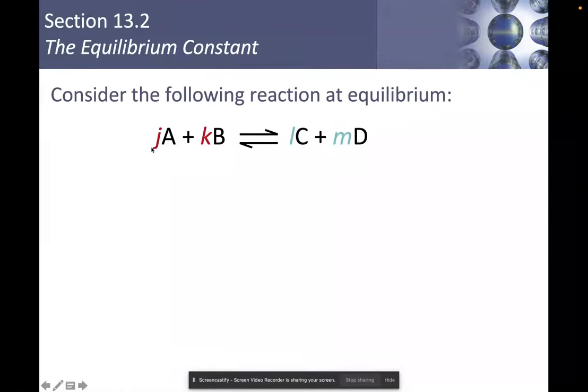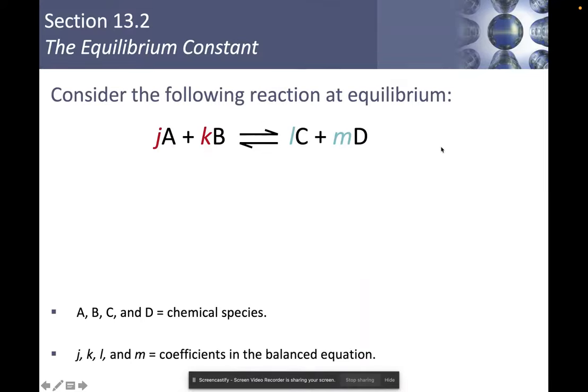So here is our generic balanced equation. We have jA plus kB. Our double arrow is letting us know that there's some form of equilibrium occurring here, or at least we have a forward and reverse reaction, lC plus mD. What do these mean? A, B, C, and D can be any chemical. So, two reactants, two products. Do you need to have two? No, you could have three, or you could have one. Again, they're just generic. What are the j, k, l, and m? They're supposed to represent the coefficients in your balanced equation.